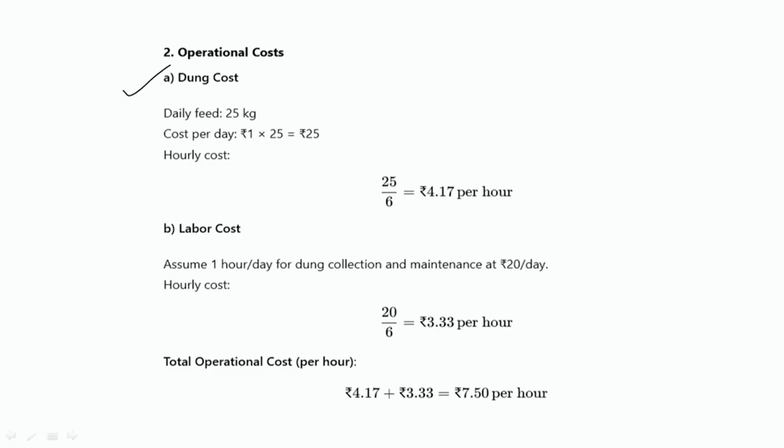For the operation, two very important things are the dung and thereafter the labor. For the dung, we have already discussed that 25 kg of dung will be needed daily. If we calculate it at 1 rupee per kg, 25 rupees per day will be invested. On a daily basis, treating it as 6 hours per day, 4.17 rupees per hour will be needed for operating this biogas plant.